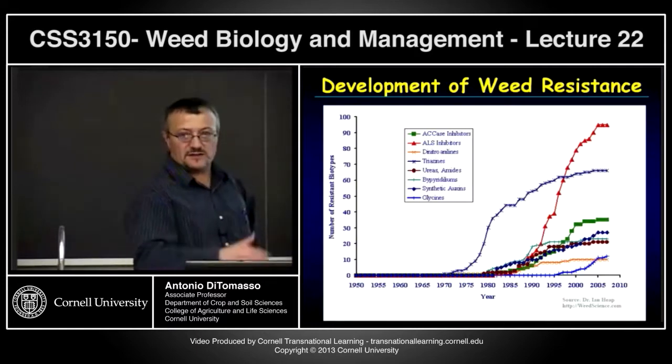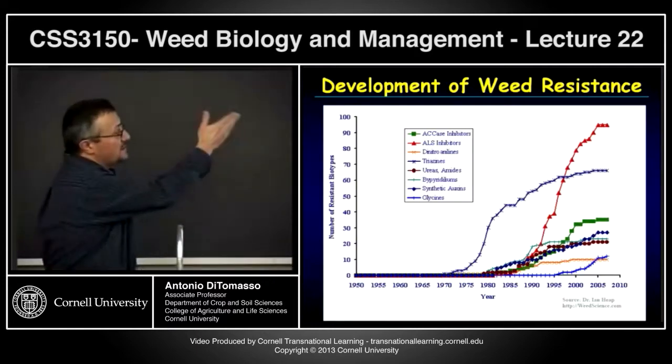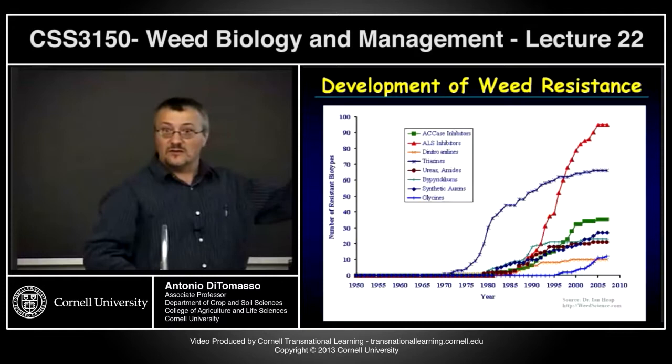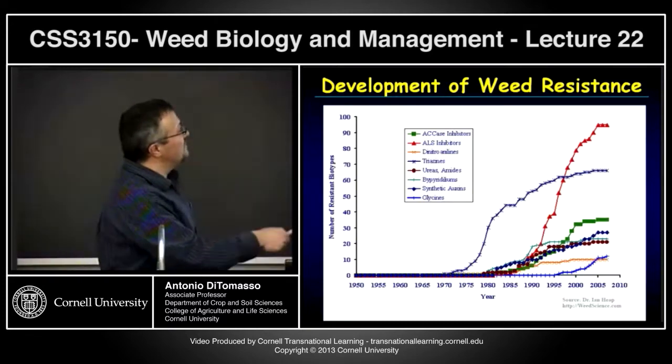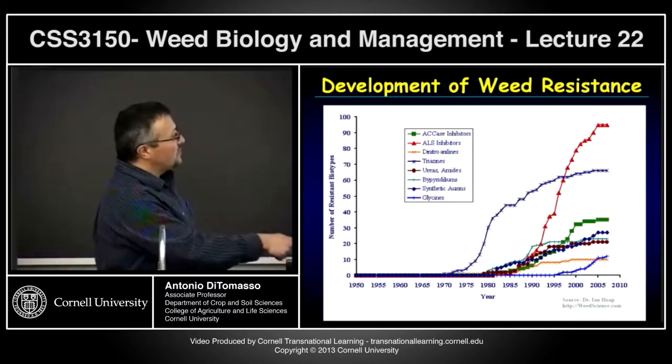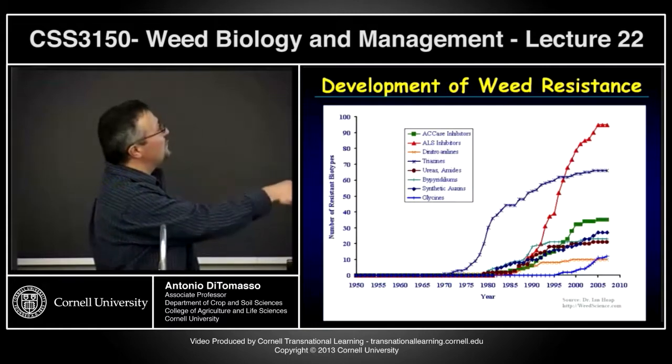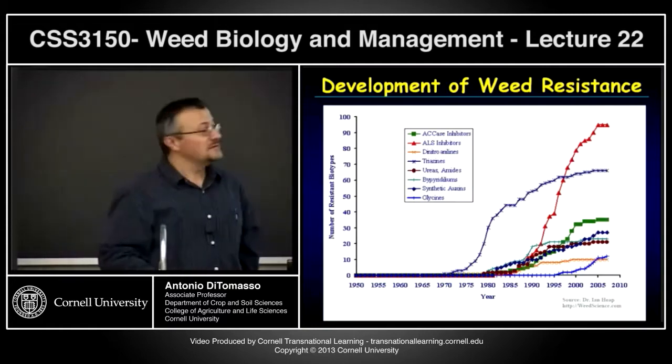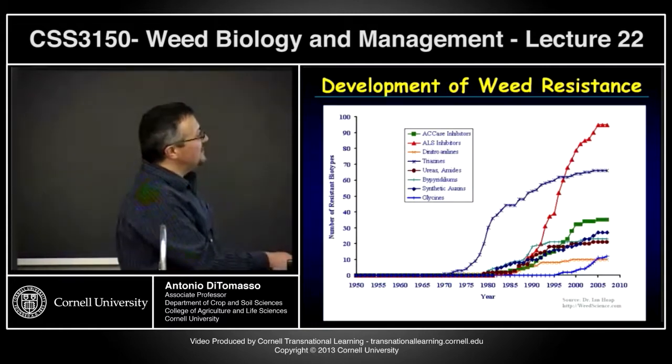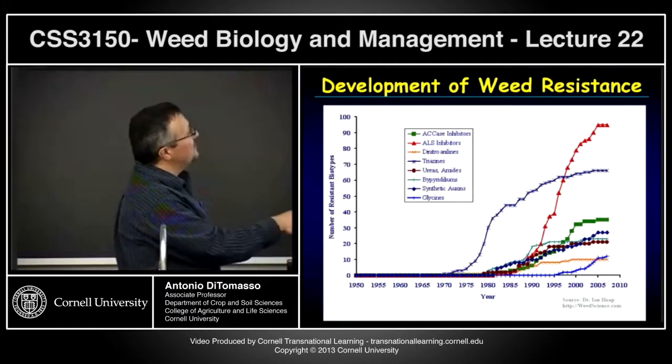So take a look at this. This is, again, sorry, it's not in color. It'll be in color if you pull it off. But at least this is up to 2010. It's number of resistant biotypes by mode of action. Okay? Look at these. What's this stuff right here? Okay? Triazines. Okay? It's gone up there too.